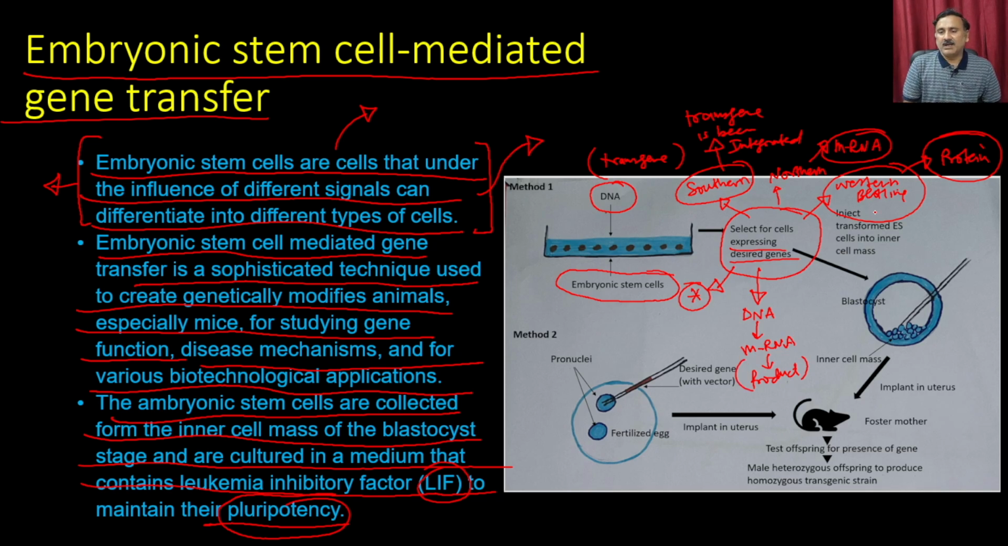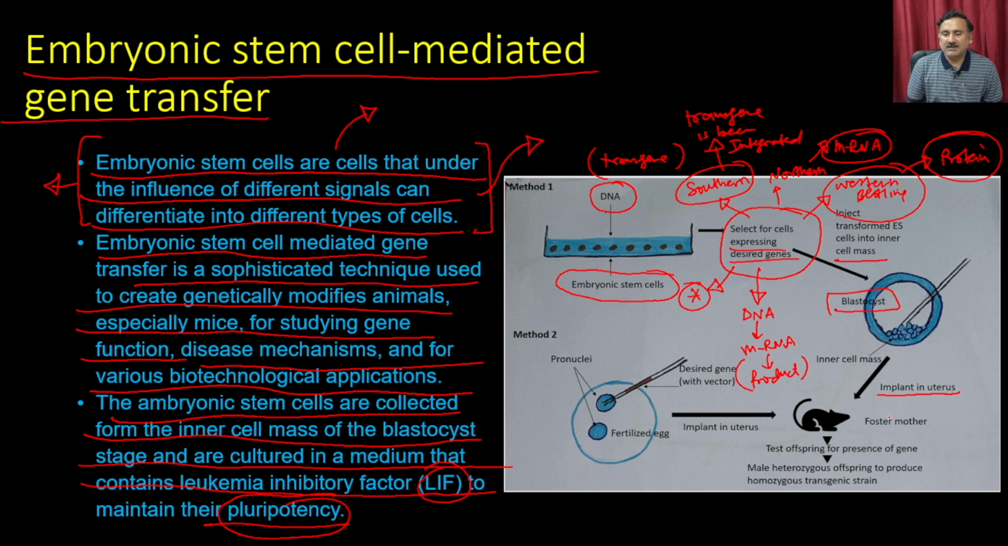Then you inject these transformed embryonic stem cells into the inner cell mass, right. So, you are going to inject them back into the blastocyst, right, and then the inner cell mass is going to grow, and there you are actually going to inject these transformed embryonic stem cells, and then they will be implanted into the uterus, right.